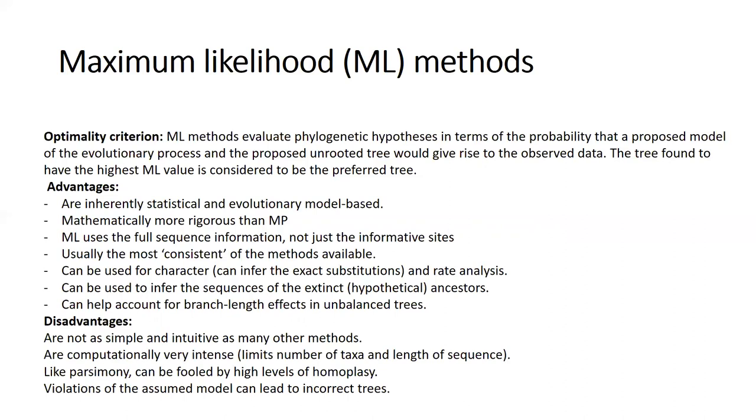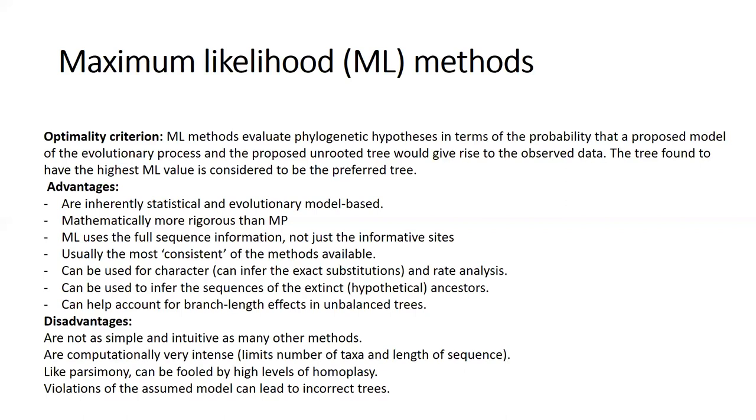Moreover, ML uses the full sequence information, not just the informative sites as was seen for the last method. So usually the most consistent of the available methods is this method. It can be used for character analysis, and can infer the exact substitution and rate analysis. This method can also be used to infer the sequences of extinct or hypothetical ancestors. It can also help account for branch length effects in unbalanced trees. This method can be applied to nucleotide or amino acid sequences and other types of data.